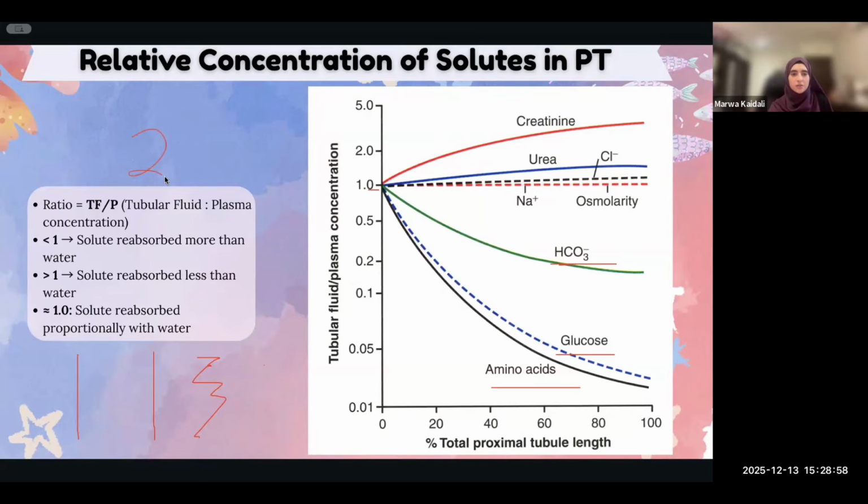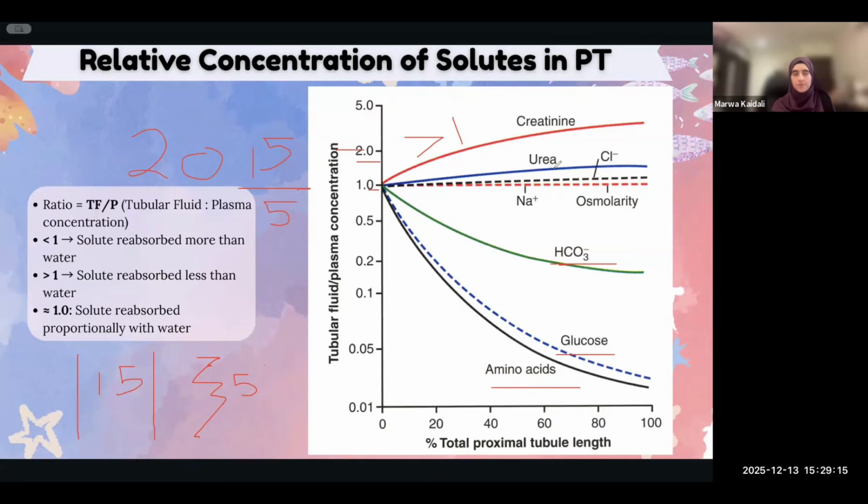So again, let's say we have a total concentration of 20. So inside we're going to have a concentration of 15 and here 5. So when we divide both of these, we're going to get a value that is more than 1. Okay, a ratio that is more than 1. So this is what it's trying to show you here for creatinine.